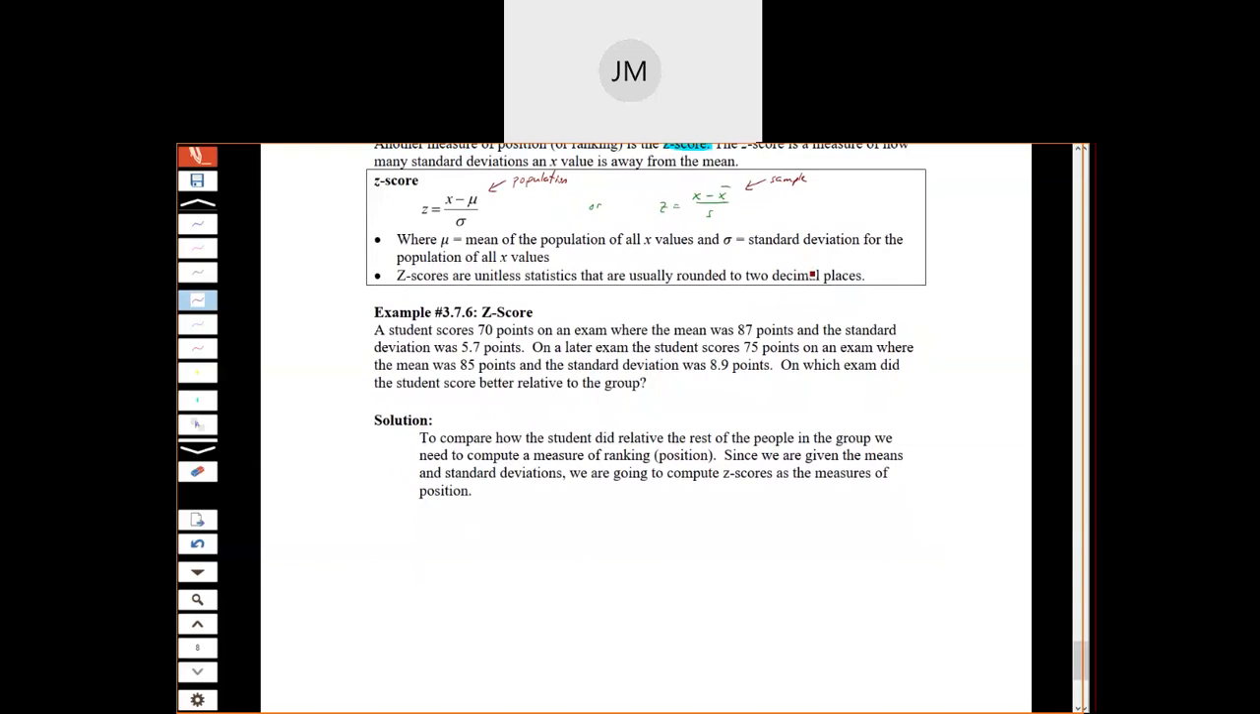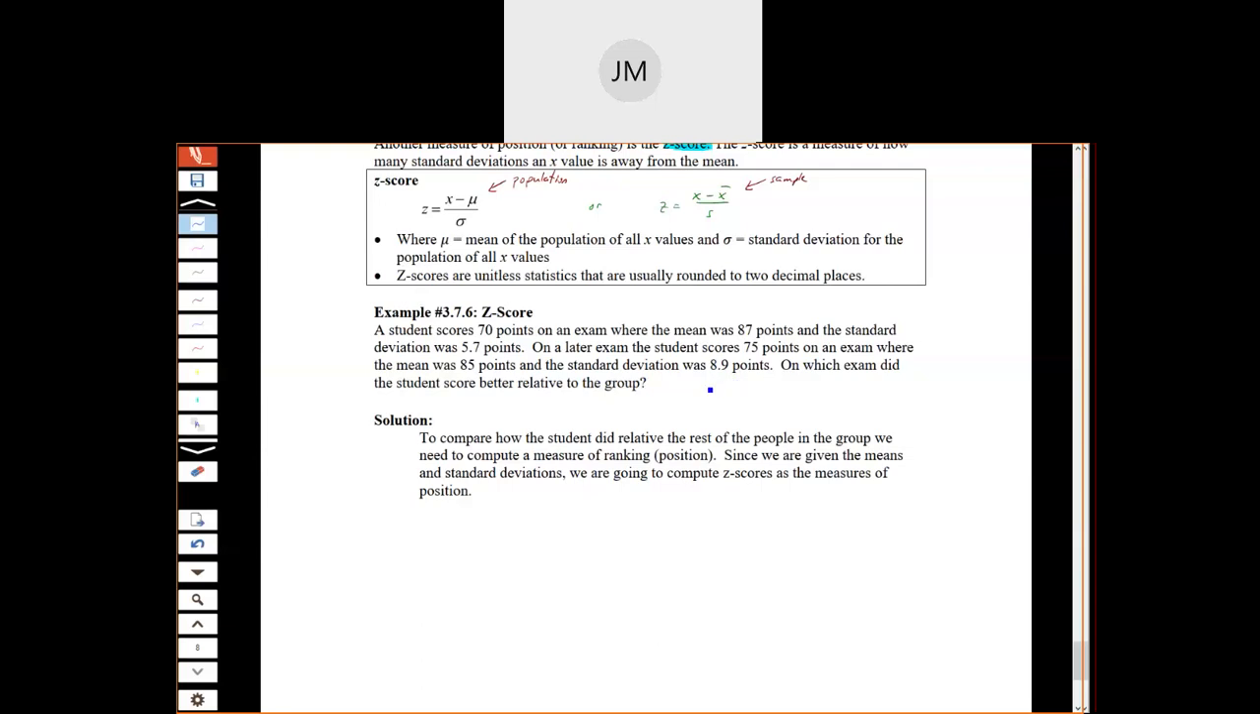All right, so what we're going to do is look at two different exams. Not all exams are equal difficulty, as you may have noticed in this class, but in any class. So let's suppose a student scores a 70 on an exam where the mean was 87 and the standard deviation was 5.7. And then later, on a different exam, the same student scores 75 points on an exam where the mean was 85 and the standard deviation was 8.9.